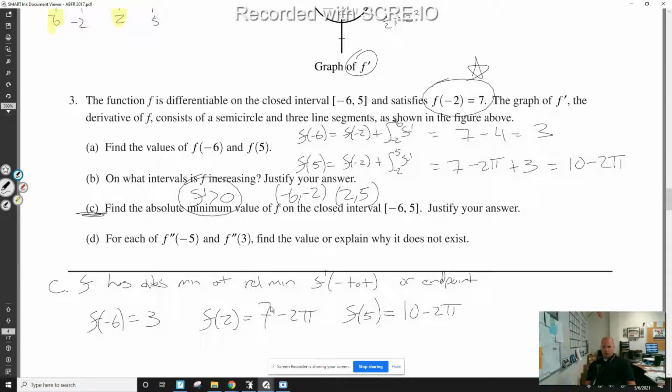Which one's smaller, 3 or 7 minus 2 pi? 2 times pi is like 6.28. 7 minus that, this one's smaller. The absolute minimum value is 7 minus 2 pi by the candidates test.